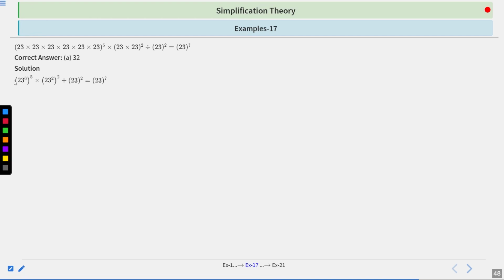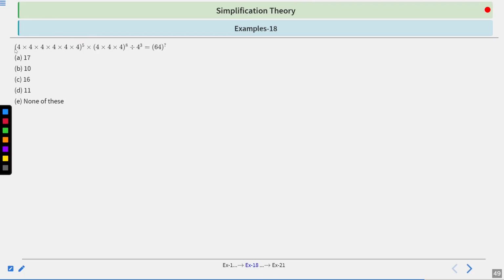So when we solve it, we get 23 to the power 30 plus 4 minus 2 equals 23 to the power question mark. Now bases are the same on both sides, so we can compare the powers. So 23 to the power 32 equals 23 to the power question mark. So question mark is equal to 32. So A is the correct answer. Next one.